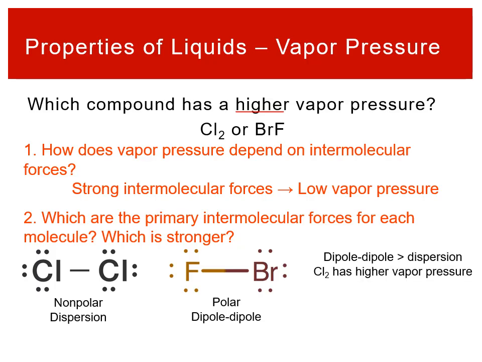So we know that dipole-dipole is stronger than dispersion, or conversely, we can say that dispersion is weaker. For higher vapor pressure, we want the weaker one. And so that means chlorine, Cl2, has a higher vapor pressure. So if we had two liquids of these, the Cl2 will evaporate more quickly. That also potentially means that we need to be more mindful that the Cl2 is potentially dangerous.